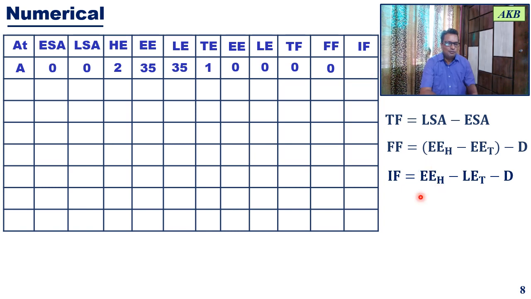For independent float you have this formula. So if you follow the formula, if you put all the values, you will come to know the independent float also comes out to be 0. Okay, so by using information of earliest and latest start times, earliest event time and latest event time for head and tail events, and duration of the activity, you can get these three floats.